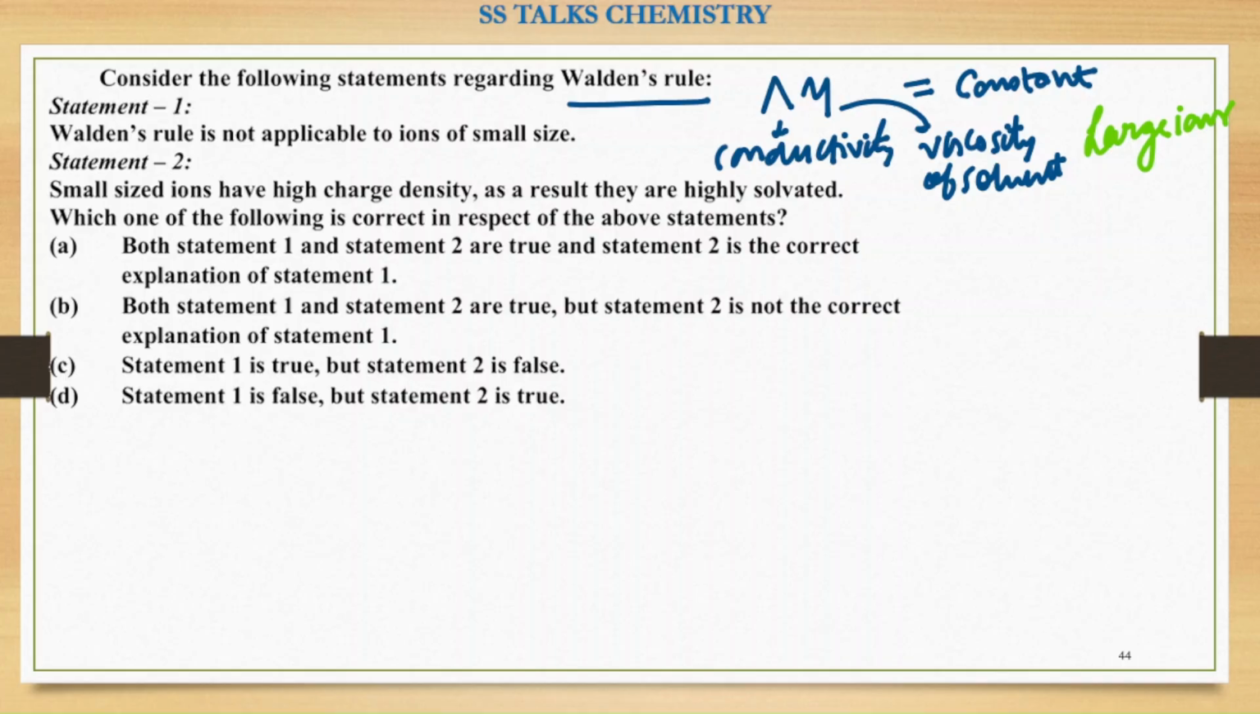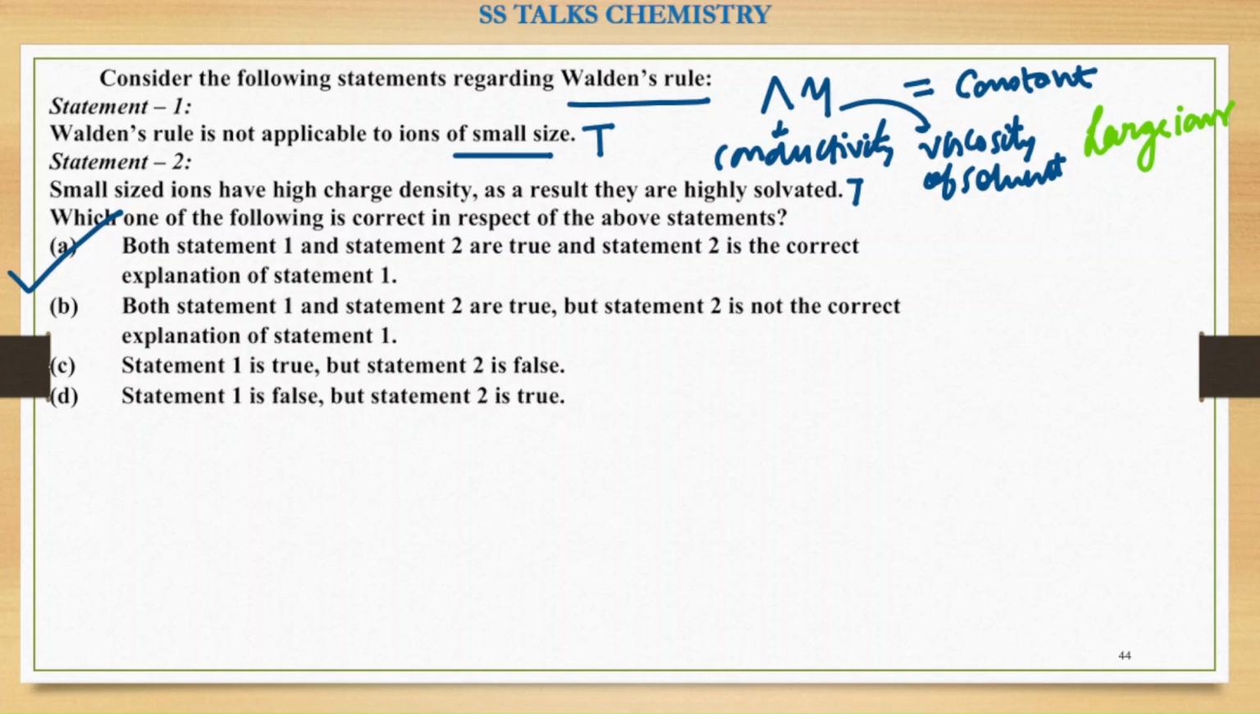The first statement is: Walden's rule is not applicable to ions of small size. This I told you is a true statement, because it is applicable to large-sized ions, since they have less charge density, so less solvation of these ions takes place. Statement 2 says small-sized ions have high charge density, as a result they are highly solvated. This statement is also true, and in fact the second one is the correct explanation for the first one. So the correct answer is that both statements are true and statement 2 is the correct explanation, that is option A in this case.